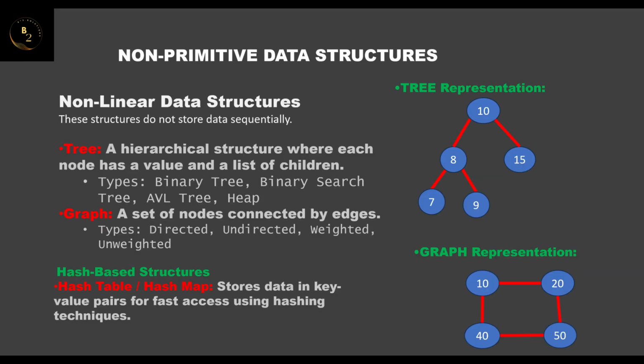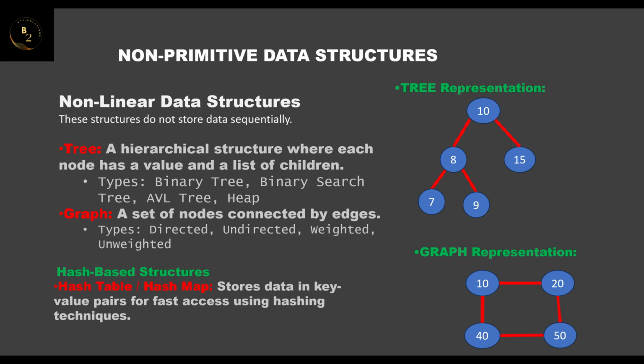Coming to the non-linear data structures, these structures do not store data sequentially. In this, there are two types. One is trees, another one is graphs. A hierarchical structure where each node has a value and a list of children is called a tree. Types of trees are binary search tree, binary tree, AVL tree, heap tree. In the heap tree, there are two trees, that is a max heap and the min heap trees. Tree traversal methods are in-order, pre-order, post-order.